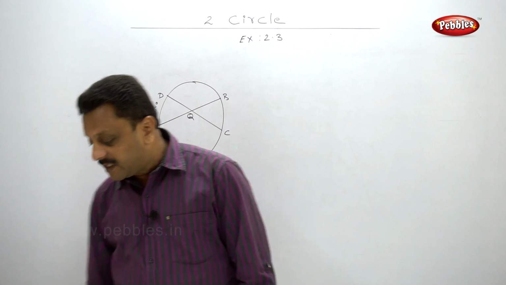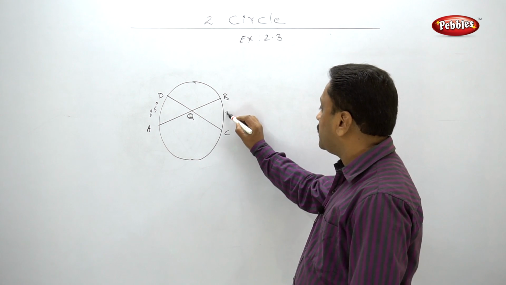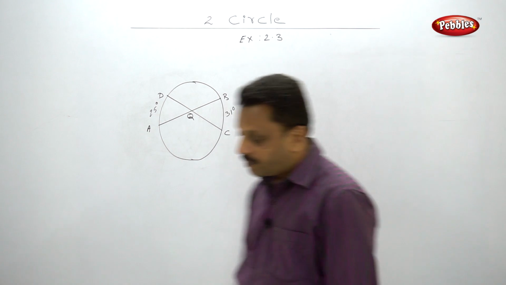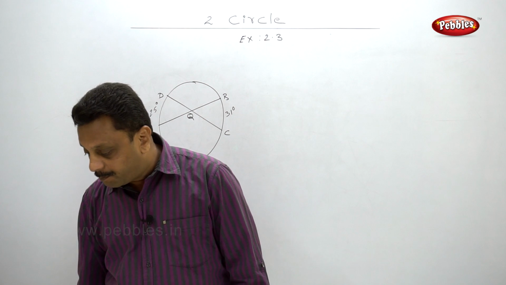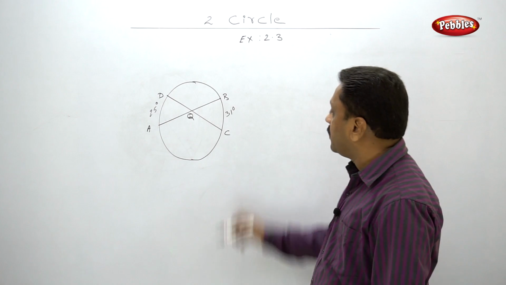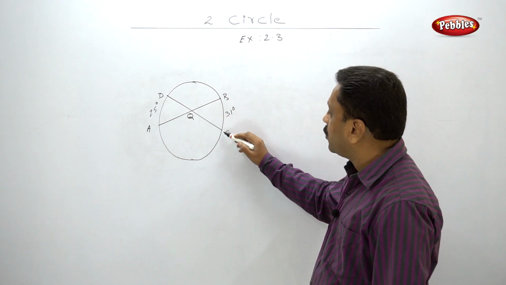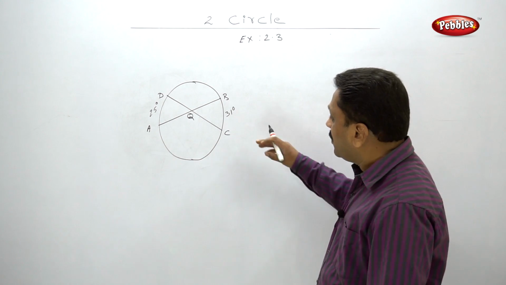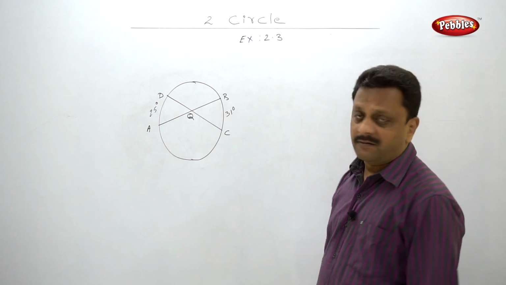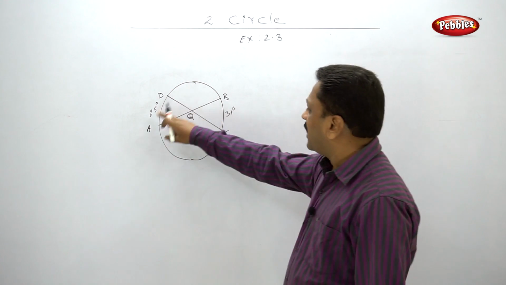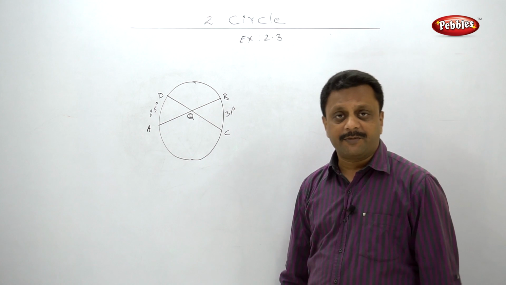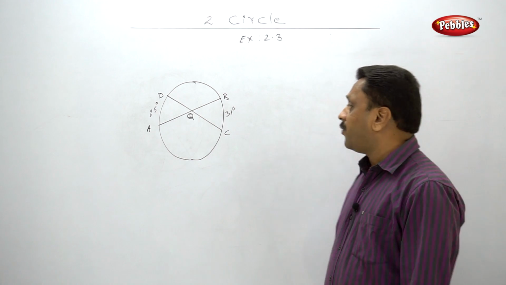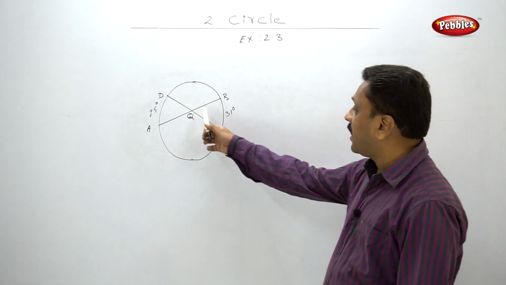And major arc BC is 31 degrees. Then find angle BQC. We want to find out this angle. Now, can you see that this is the inside? Arcs intercepted, etc. is fine. But I want to find the angle BQC. This angle I have to find out.